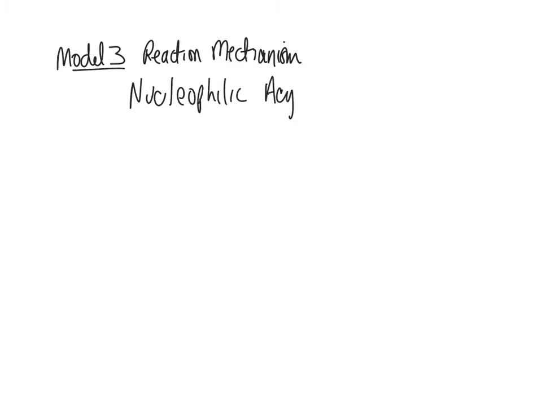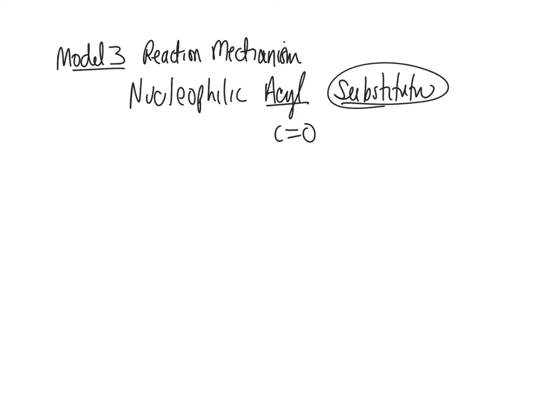Now, Model 3 is the reaction mechanism. This is a reaction mechanism when you're dealing with acid derivatives. And just like when we do elimination, E1, E2, SN1, SN2, free radical substitution, this one is nucleophilic acyl substitution, so that means there's a carbonyl there. So we are substituting the Y group, the leaving group, with a nucleophile. Whatever nucleophile reacts with our acid derivative, we're going to substitute the Y for that.